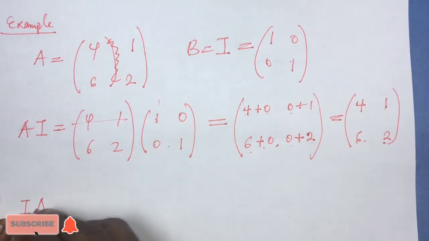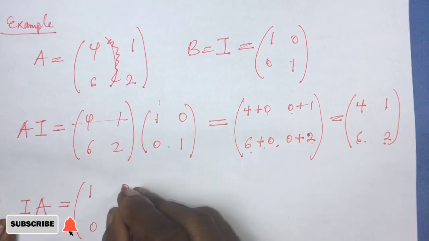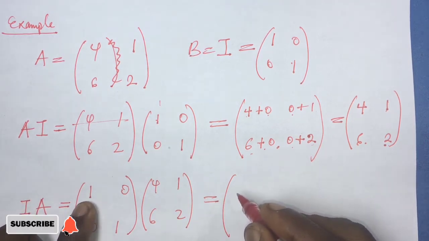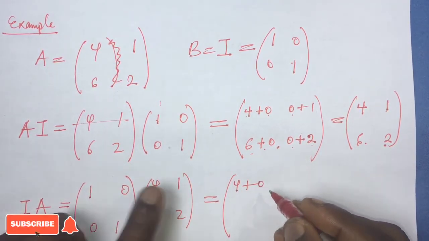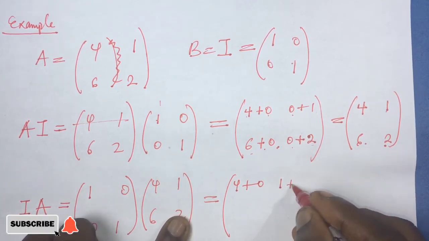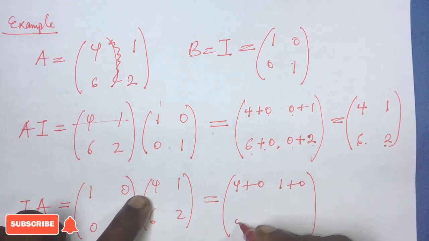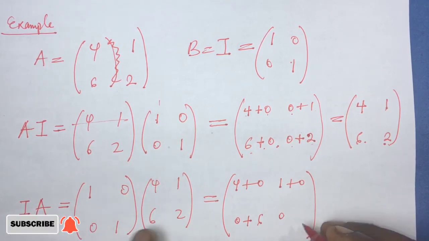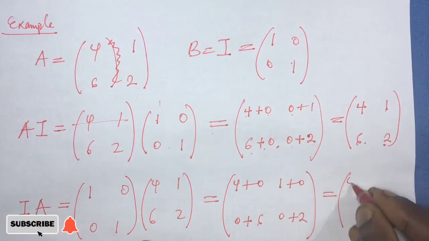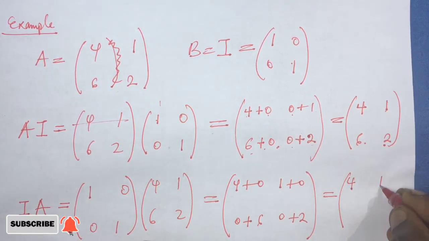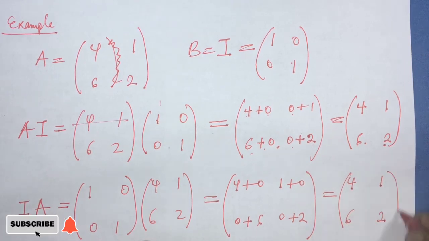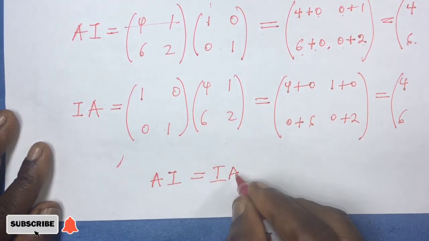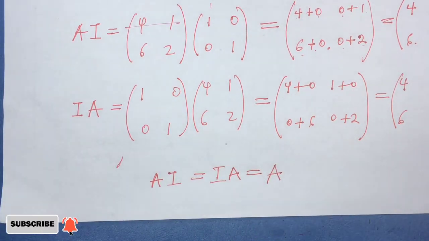Now, if you try it for IA, bringing your identity matrix forward and bringing this one backwards, you end up getting the same result. This will be 1 times 4 is 4, 0 times 6 is 0, 1 times 1 is 1, 0 times 2 is 0, 0 times 4 is 0, 1 times 6 is 6, 0 times 1 is 0, 1 times 2 is 2, and that will give us 4 plus 0, which is 4, 1 plus 0, which is 1, 0 plus 6, which is 6, and 0 plus 2, which is 2. And that shows that A times I is equal to I times A in general and is equal to A. And that concludes this video.